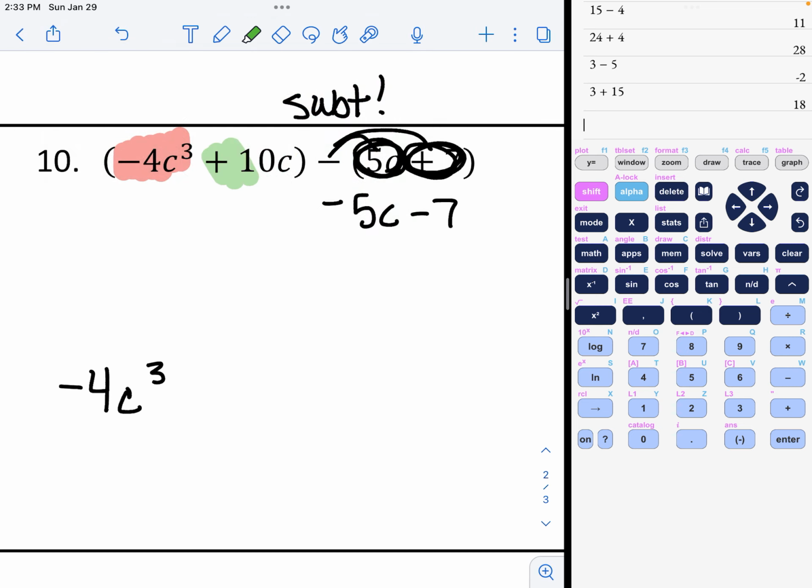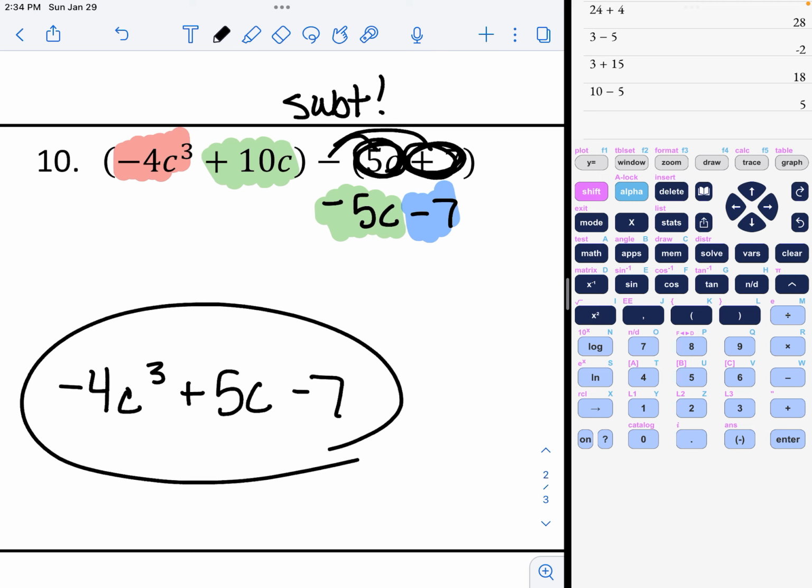Next, I have a positive 10c to the first and a negative 5c to the first. And if you're not sure, that's 10 take away 5 for a positive 5c to the first. Remember, we don't add our exponents when we're combining. We only add exponents when we're multiplying. And then that little minus 7 is going to hop down in the back. There's no more like terms, so that is the end of our story.